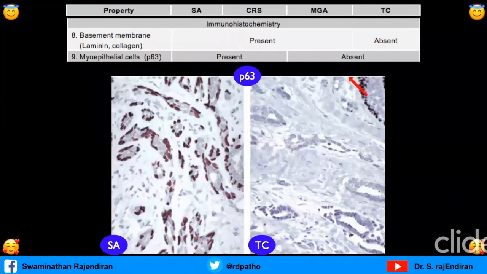And the myoepithelial cells are absent in MGA and tubular carcinoma. So please remember, MGA is the only benign condition where P63 will be absent. In sclerosing adenosis, you can see the nice nuclear staining for P63 highlighting the myoepithelial cells, whereas in tubular carcinoma you don't see them. Adjacent normal ducts or hyperplastic ducts will have myoepithelial cells, whereas the lesional glands do not have myoepithelial cells.